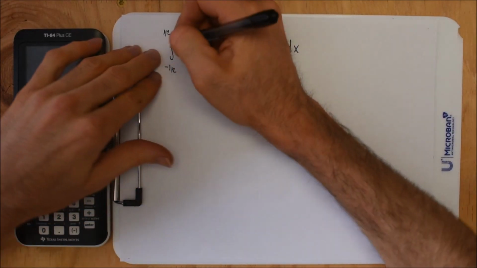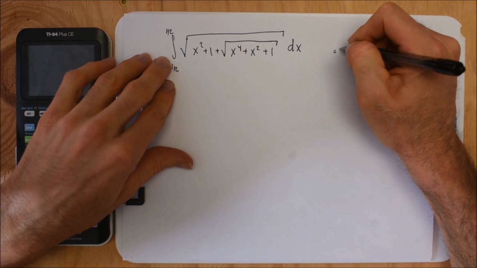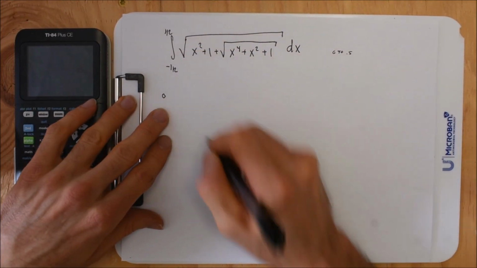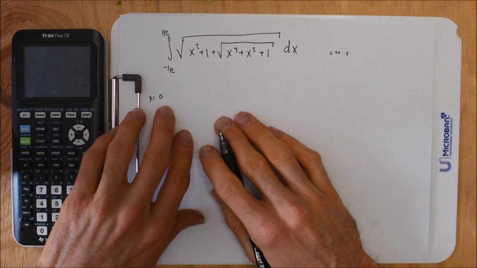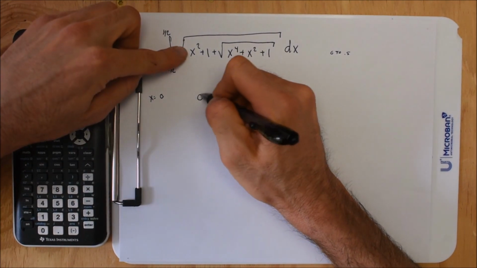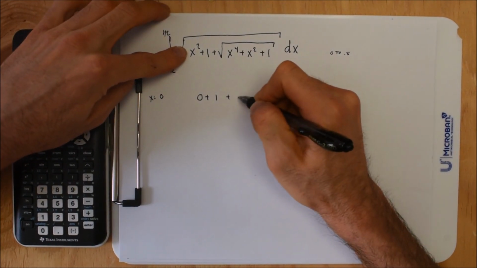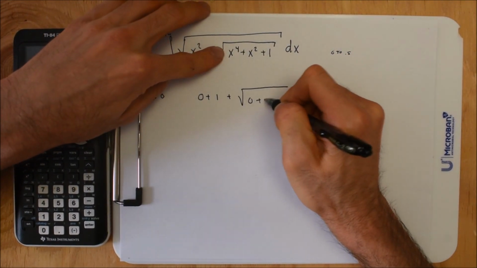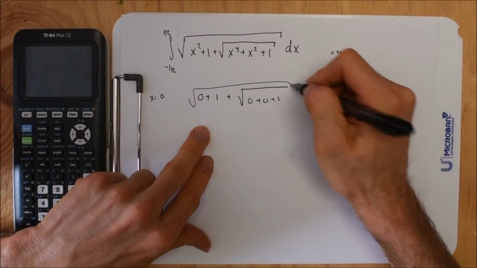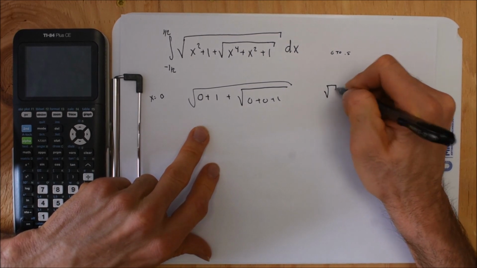Go. Okay, so let's just say we're integrating from 0 to 0.5. We just want a representative. We want to know what x is at 0. So this is 0 plus 1 plus the square root of 0 plus 0 plus 1. That's 1, so you have 2. And then the square root of 2. Okay, so we got the square root of 2.